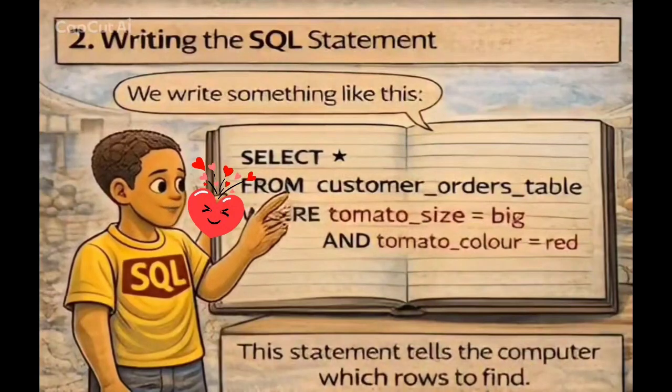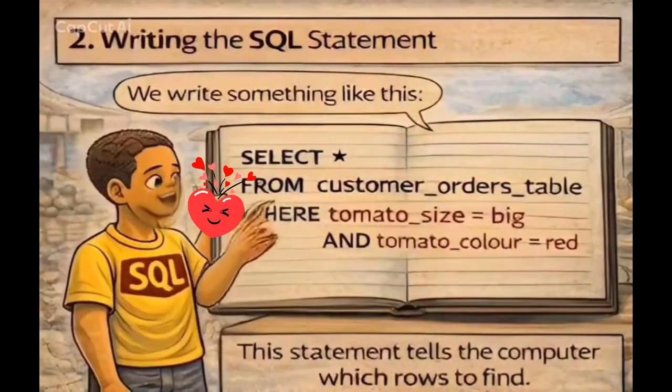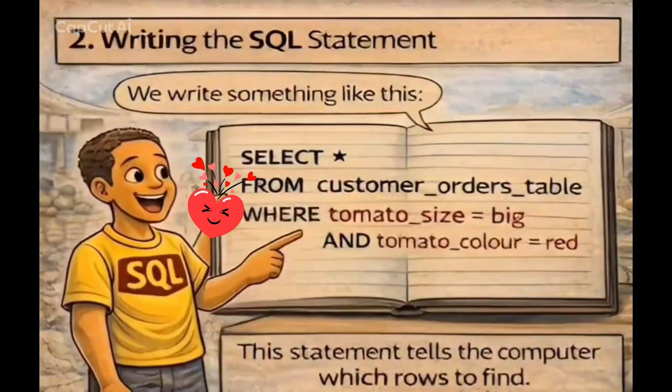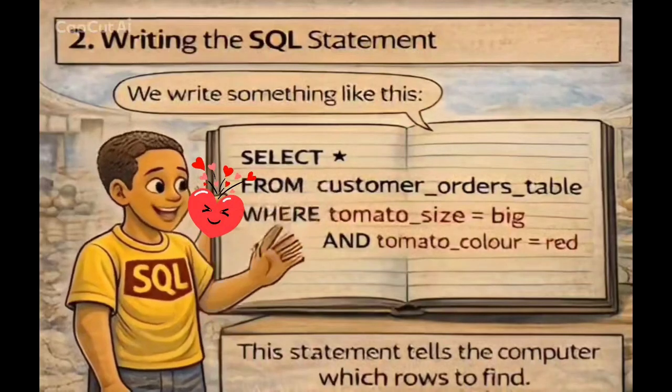Select star from customer orders table where tomato size equals big and tomato color equals red. This statement tells the computer exactly which rows of information we want to find.